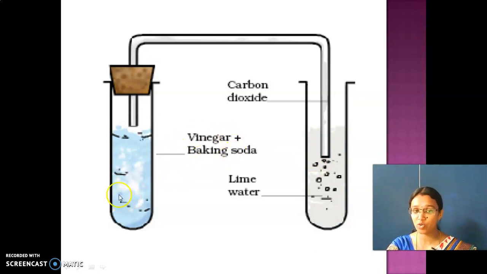Vinegar and baking soda are put in one test tube. When vinegar and baking soda are added together, we get what gas? Carbon dioxide is produced in this test tube. So in this test tube, CO2 gas is produced. With the help of one more tube, this carbon dioxide gas passes and enters into the other test tube where we have lime water.